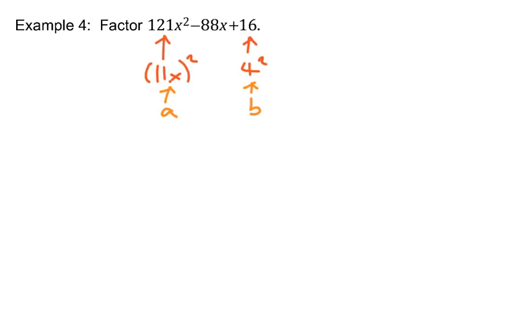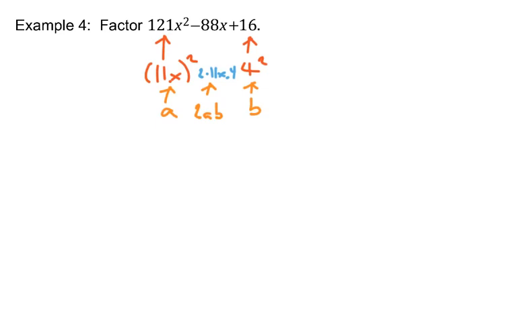Now, just because you've got 2 perfect squares, that doesn't guarantee you've got a perfect square trinomial. What's in the middle has to be 2 times whatever your a is times whatever your b is. 2 times the product of these two things that are squared. So let me change colors here. That would mean that that middle term would have to be 2 times 11x times 4. Sorry about that. 2 times 11x times 4. Is that true? 2 times 11 is 22, times 4 is 88, and you've got the x. Perfect. If that had not worked, well, then it's not a perfect square trinomial.